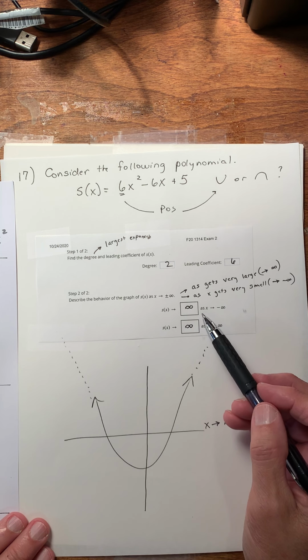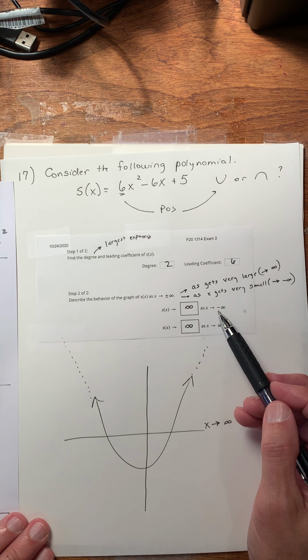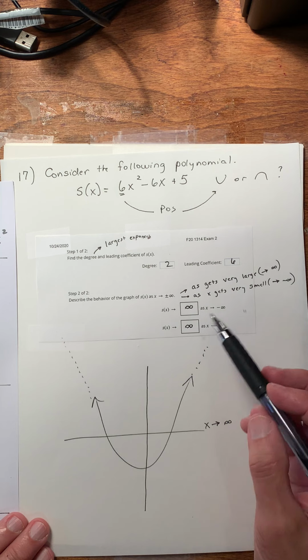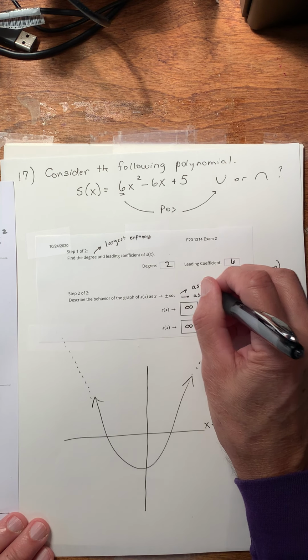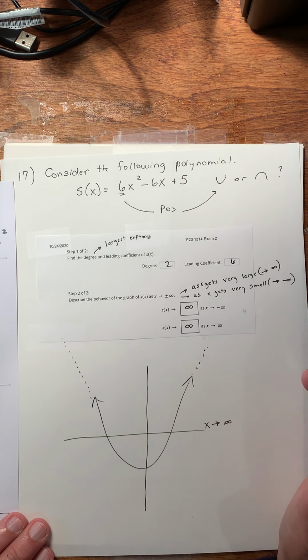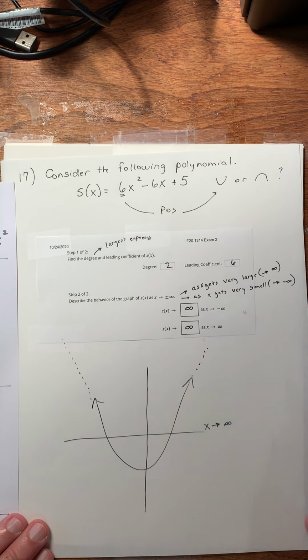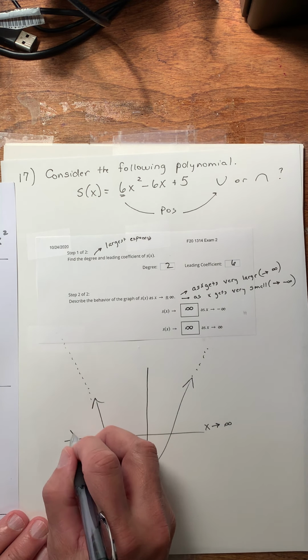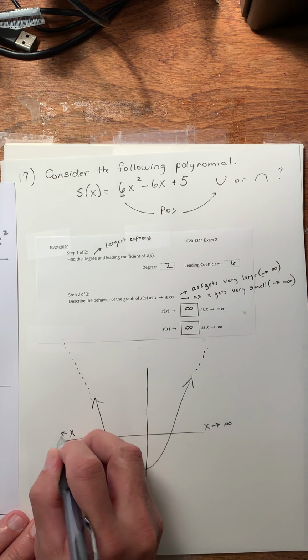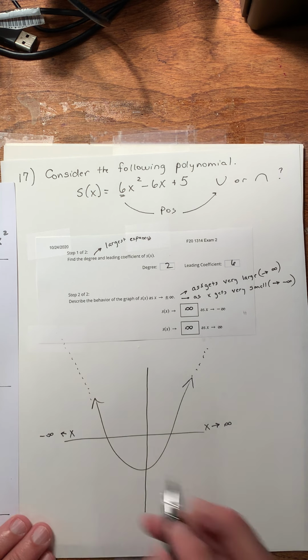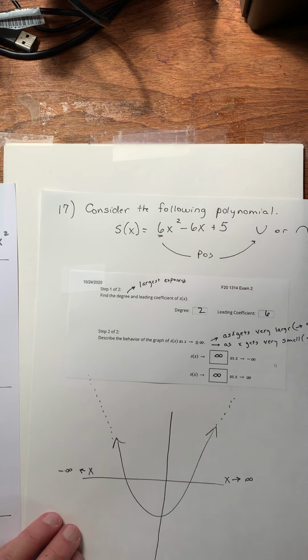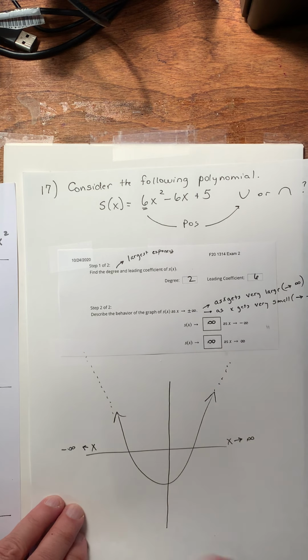But what this means is as x approaches infinity, which means as x gets very, very large, or as x gets very, very small. All right, so get a general picture of the thing, and you can answer the question fairly easily.